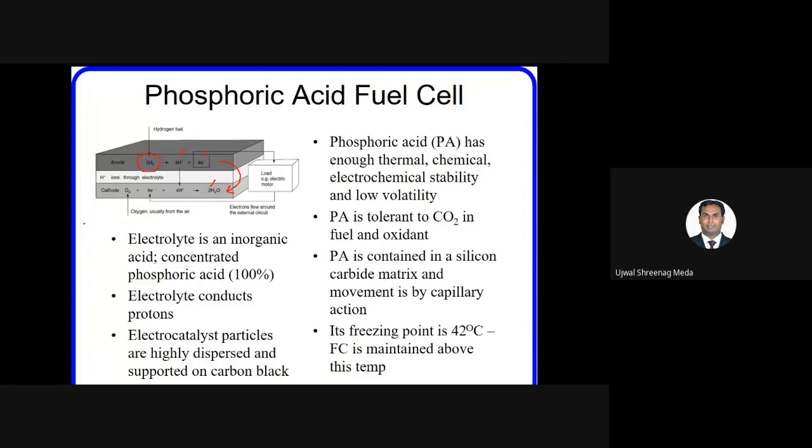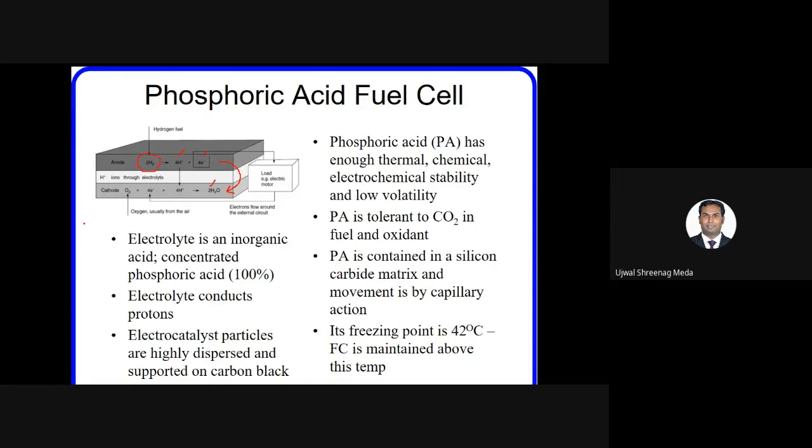One more advantage is that phosphoric acid is tolerant to carbon dioxide. That means if the fuel contains carbon dioxide or oxides of carbon. For now, let's just speak about carbon dioxide. Later, we shall talk about carbon monoxide. So if carbon dioxide is present in the fuel, it is not an issue. The disadvantage we had in the alkaline fuel cell, that is formation of carbonates and precipitation, is not there in PAFC, that is the phosphoric acid fuel cell.